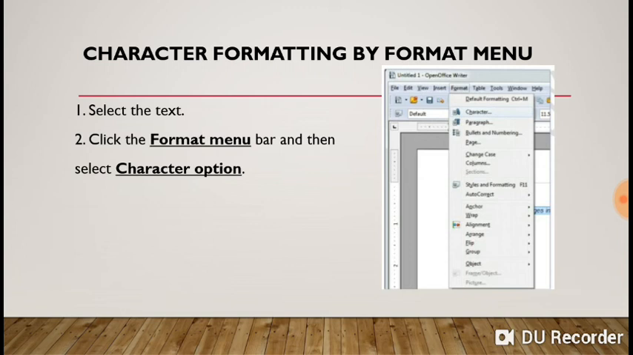Firstly, character formatting by the format menu. We all know there are different kinds of menus in the menu bar, like File, Edit, View, Insert, Format, and so on. So for character formatting by the format menu, firstly select the text. Yes, select the text to which you want to apply the character formatting. Second, click on the Format menu.